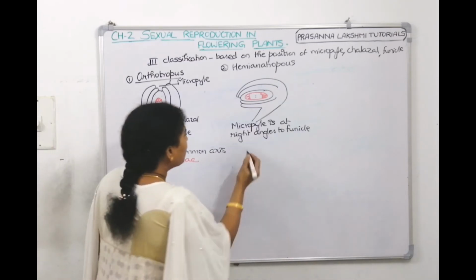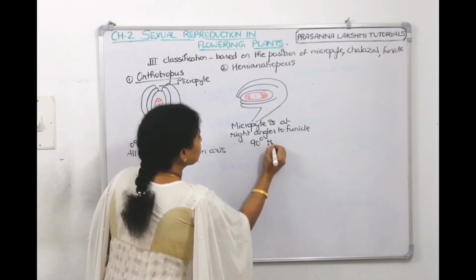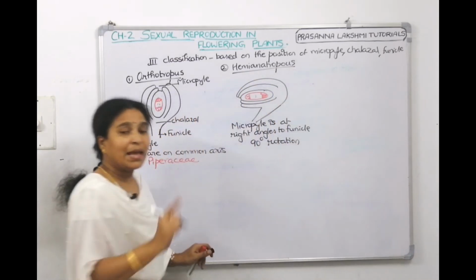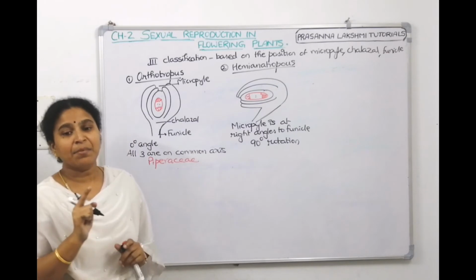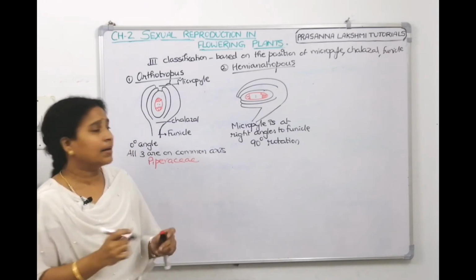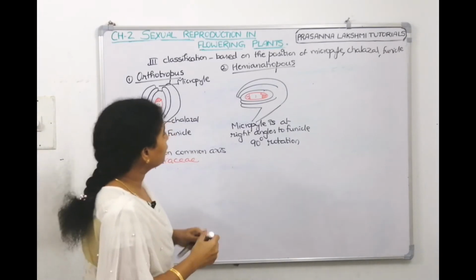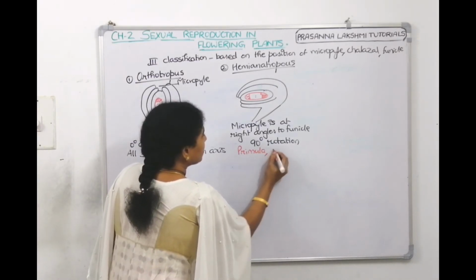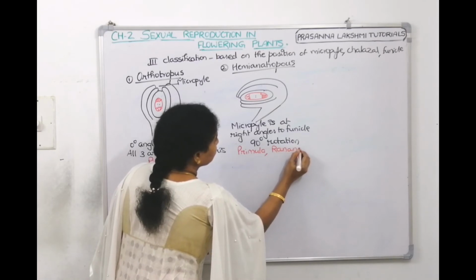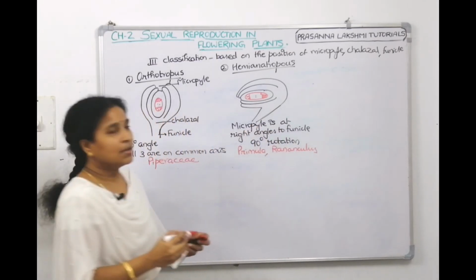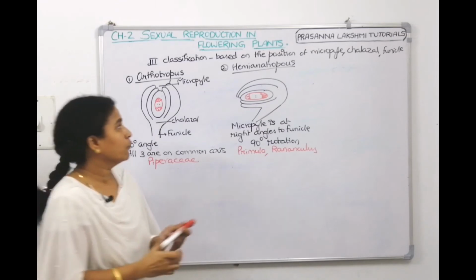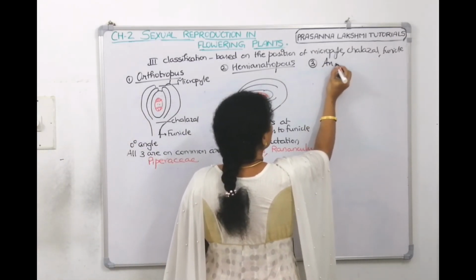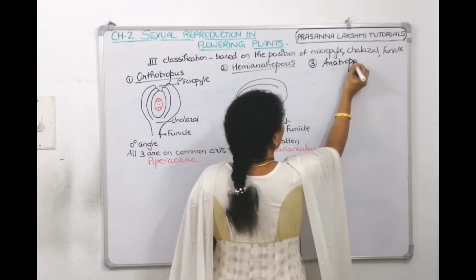And how many degrees of rotation? 90 degrees rotation. Then what is it called? It is called Hemianatropous. Example for Hemianatropous is Primula and Ranunculus. What example shall we write here for Hemianatropous? Primula, one plant. Ranunculus is another plant. Now let's go with the third type of ovule. The third type of ovule, which is a common type in angiosperms, is called Anatropous ovule.